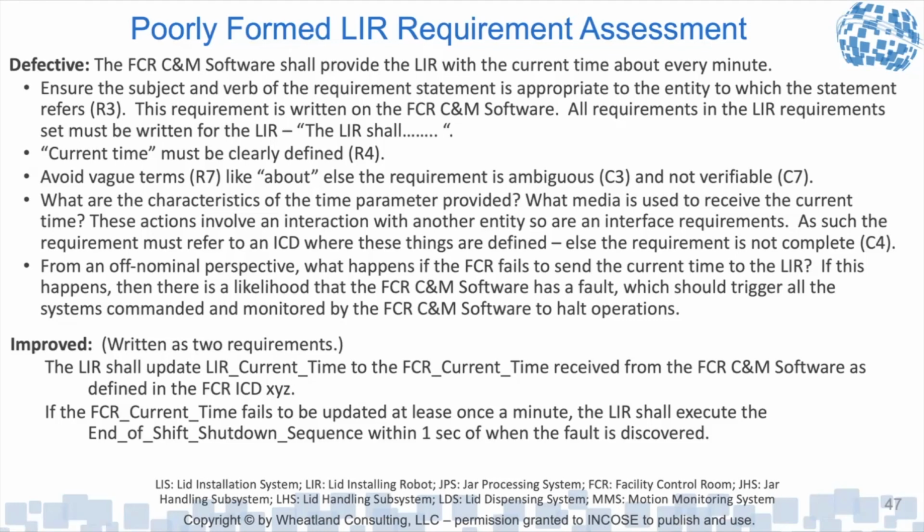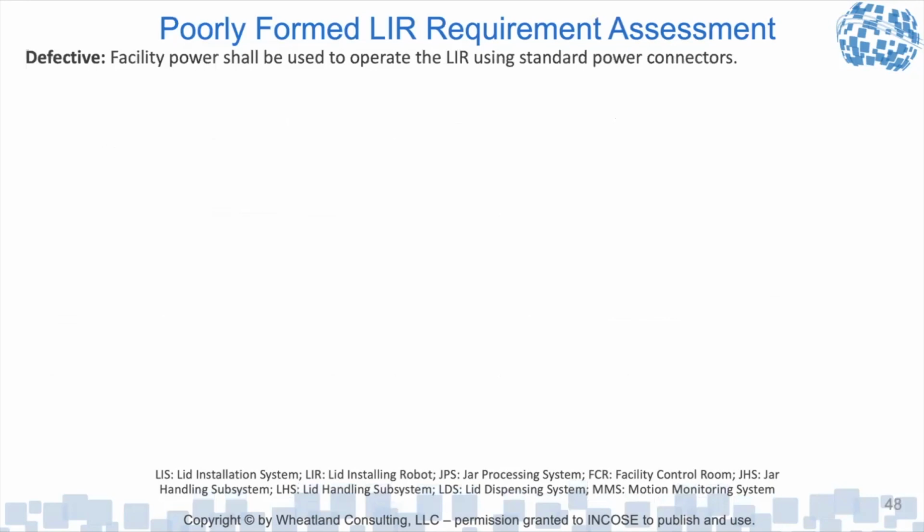Then the second requirement addresses the case where the current time value is not being updated from the FCR C&M software. So if the FCR current time fails to be updated at least once a minute, the LAR shall execute the end of shift shutdown sequence within 1 second of when the fault is discovered. So this is one of the faults that it's monitoring for. There are other requirements concerning faults, but this particular one concerns the time.